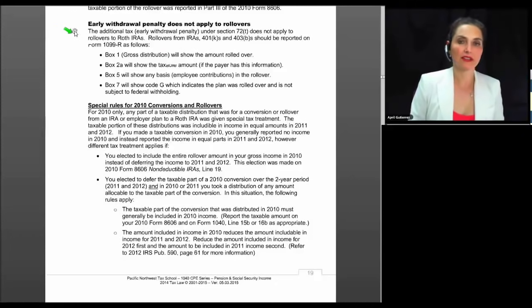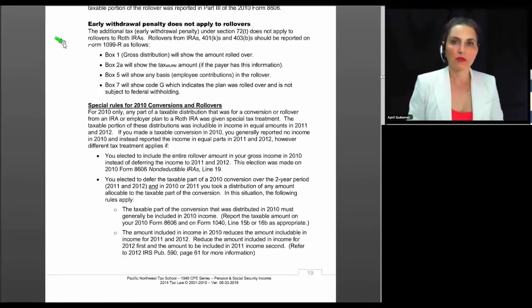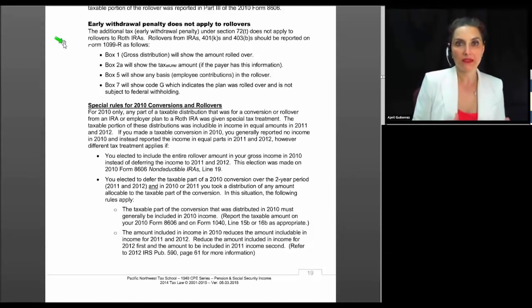The additional tax, which is also referred to as the early withdrawal penalty, does not apply to rollovers into Roth accounts. So when you take money out of an account before you reach the age of 59.5, typically your minimum retirement age, you're typically going to be subject to that additional tax. And throughout today's class, you'll hear me and have heard me using the early withdrawal penalty. If you read through all of the IRS instructions and forms, you don't really see that term used anywhere. You just see something referred to as the additional tax.